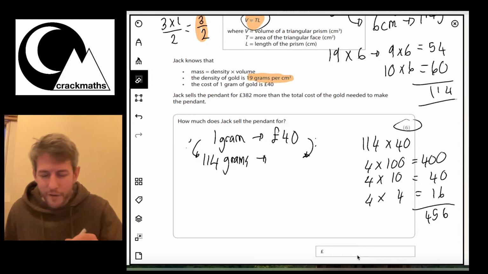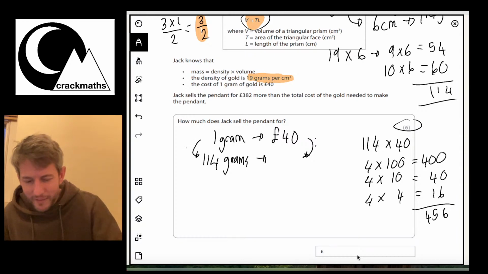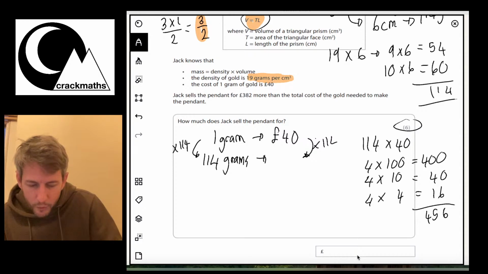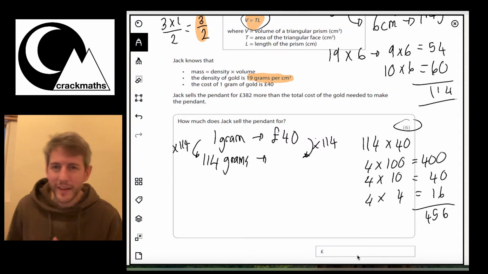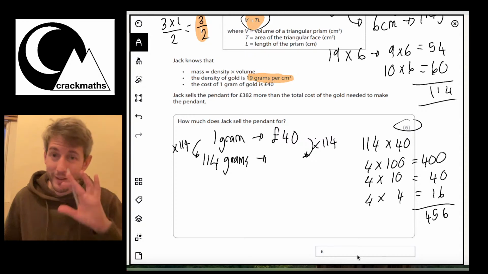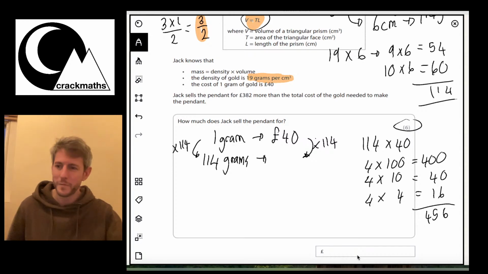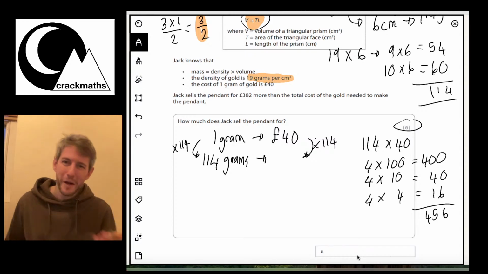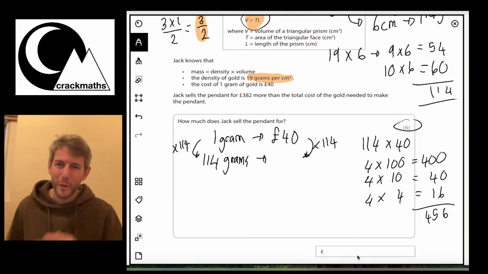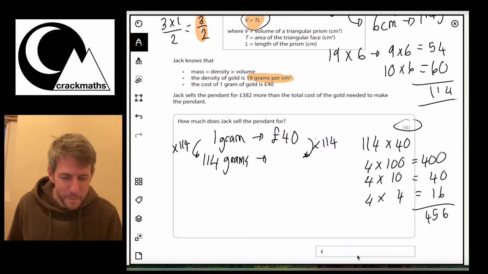Oh, we're still doing the right thing though. Sorry about that. I should have written times 114 here. So we've still done the right calculation, but I just wrote the wrong thing up there. I'm very sorry about that. If you do spot me doing anything like that, please feel free to let me know. I won't be offended.